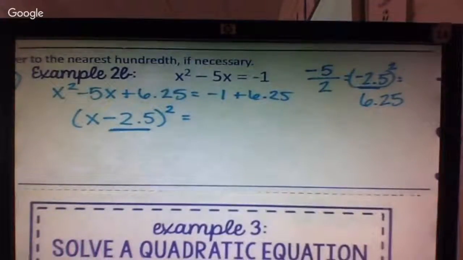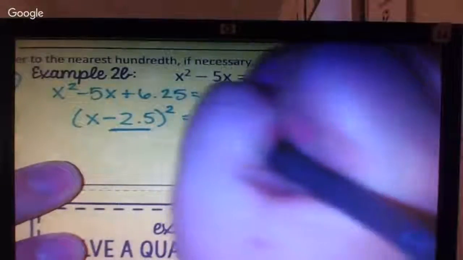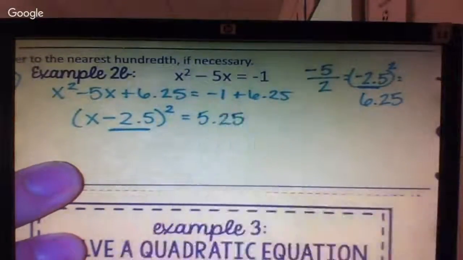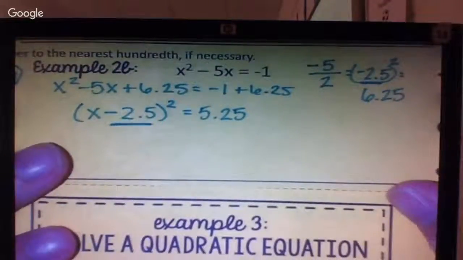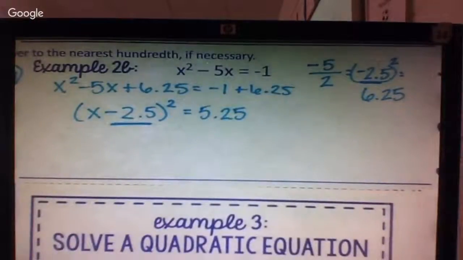Now on the right side, we have to do 1 plus 6.25, which becomes 7.25. Everybody okay? We're not done yet. You don't know what x is. We have to solve for x. You're saying that what's in parentheses will always match whatever you put for B? Uh-huh. Every time.